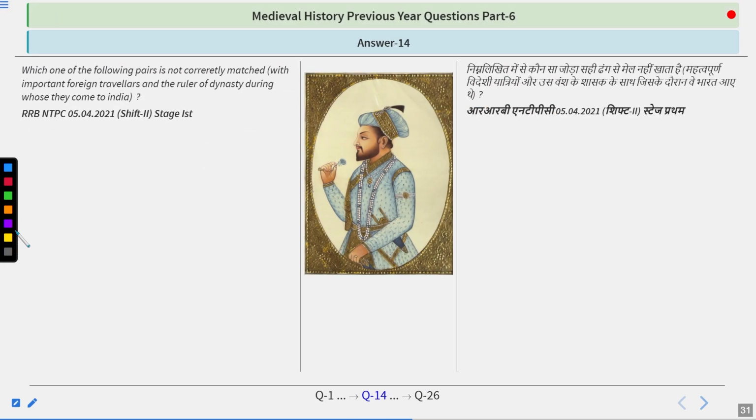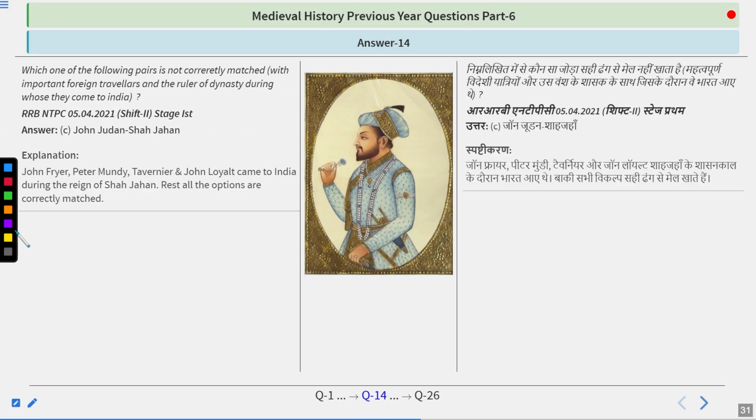And I guess you have figured it out. The answer is John Jourdain, Shah Jahan. So John Fryer, Peter Mundy, Tavernier, and John Lovett came to India during the reign of Shah Jahan. Rest all the options are correctly matched. So which of the following is not matched? So that was John Jourdain.